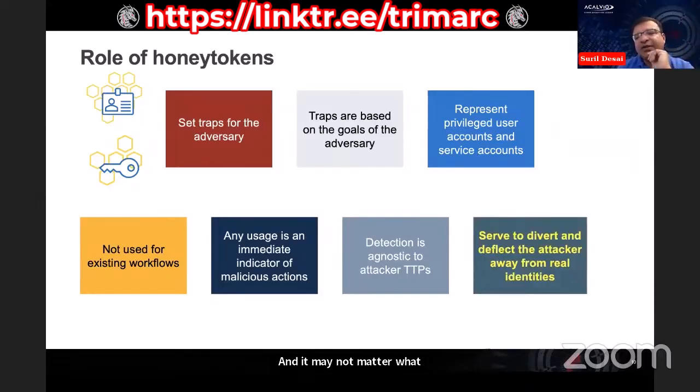One other important role of honey tokens is that, because these are deceptive elements and the attacker doesn't know that they're deceptive, the attacker will go after them and waste their time. So you can divert and deflect the attacker away from the real identities and towards the deceptions.